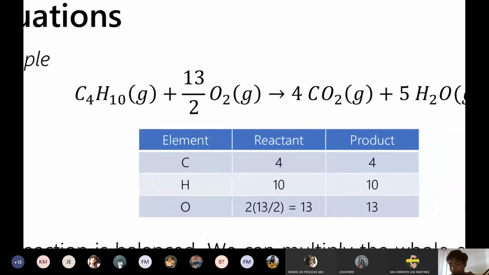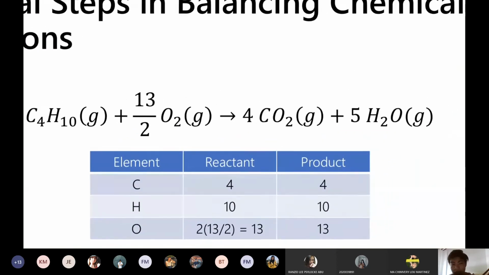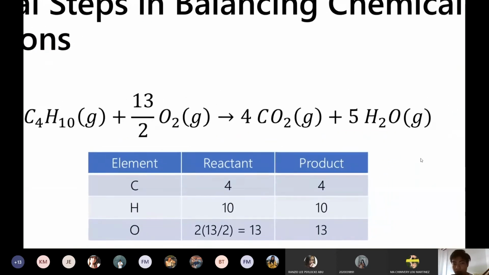Okay? So, you can use fractions. Dito talaga nagagamit yung fraction sa combustion reaction. So, usually, the oxygen will bear the fractional coefficient. So, that's one shortcut.